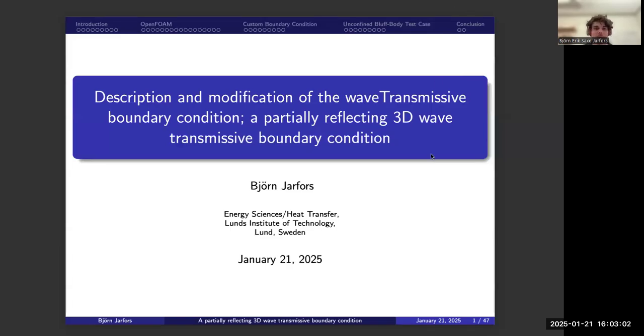All right. So my name is Björn Jarfors. I'm a PhD student at Energy Sciences, the Heat Transfer Division at Lund University. And what I've been working on is the wave transmissive boundary condition, and specifically to modify it into a 3D wave transmissive boundary condition, as well as including some partially reflecting definitions.